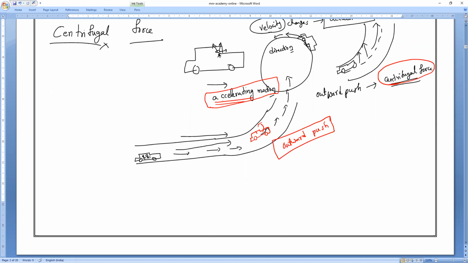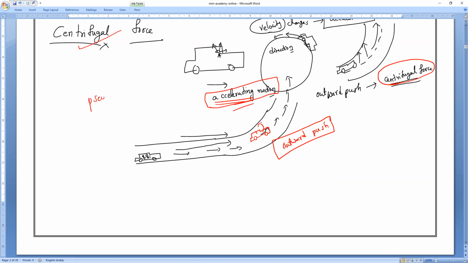Centrifugal. But there is no physical pushing force. It does not actually exist. Because of accelerated motion, we are experiencing an outward push. That outward push we consider as acting because of centrifugal force. So this centrifugal force we can also call, remember my word, you will hear this word in future, a pseudo force.